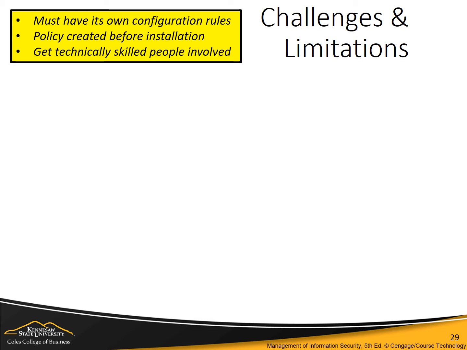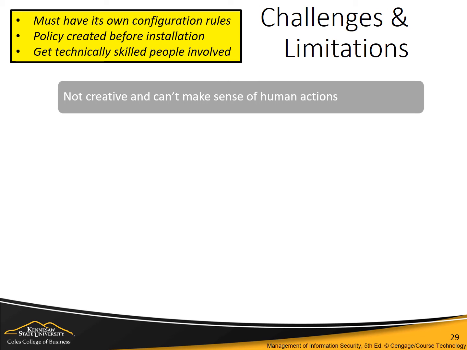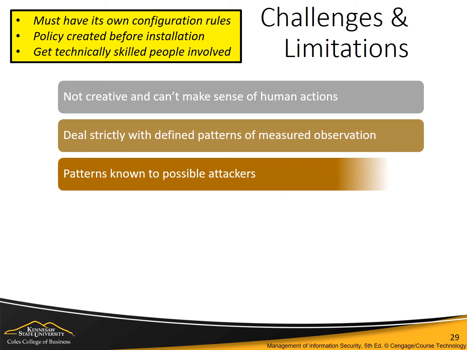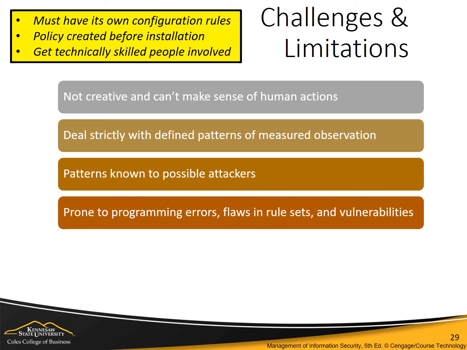Firewalls are limited by the constraints of their program and rule sets in the following ways. They're not creative and don't understand human actions that are outside of their programmed responses. Firewalls deal strictly with defined patterns of measured observation. These patterns are known to possible attackers and can be used to their benefit in an attack. Firewalls are computers themselves and are thus subject to programming errors, flaws in rule sets, and inherent vulnerabilities.